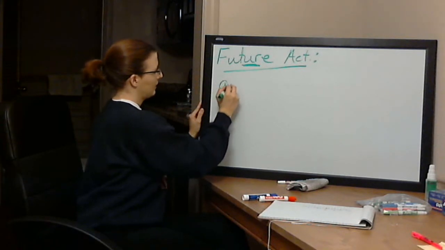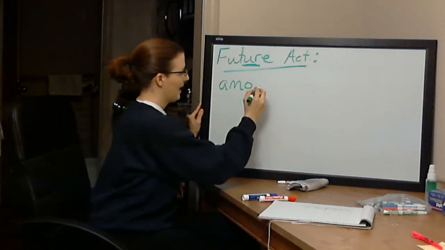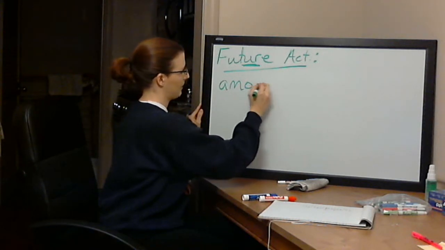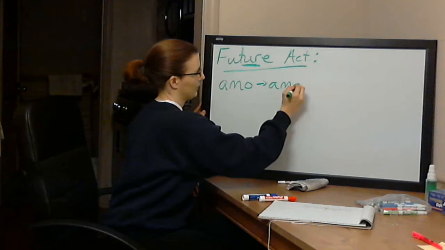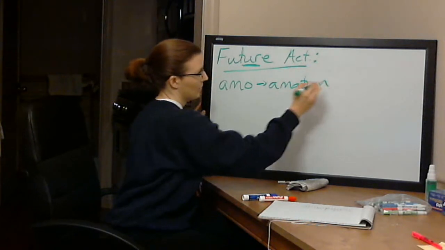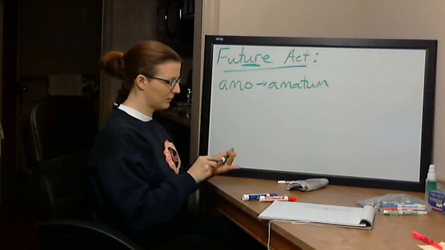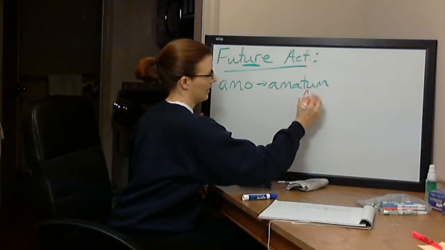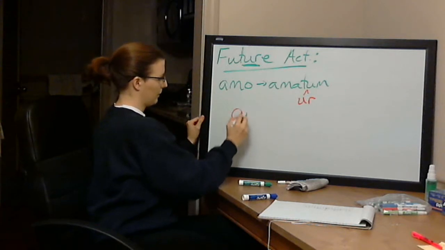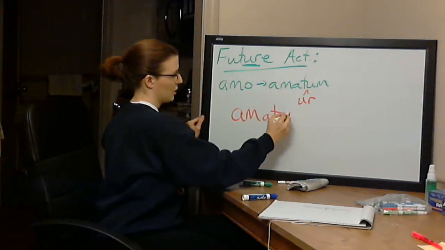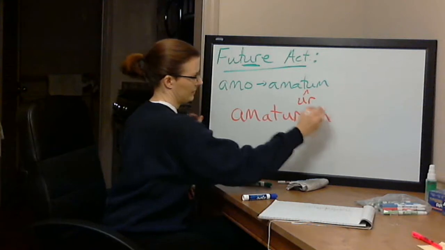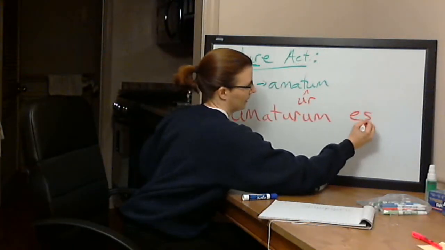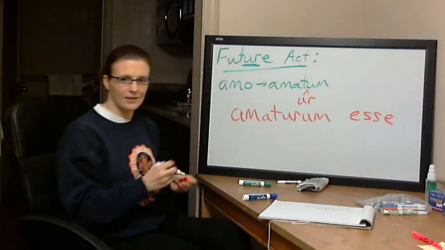So if we have a verb, amo, and we think about our fourth principal part, amatum, what we're going to do, just like we did with our participle, is insert the letters UR right there. So we'll end up with amaturum. And to that, we just add esse as its own separate word again.